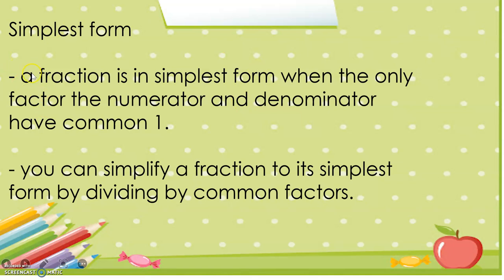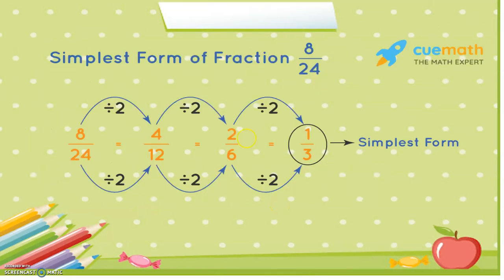Okay, simplest form. A fraction is in simplest form when the only common factor of the numerator and denominator is one. So you can simplify a fraction to its simplest form by dividing by common factors. For example, the fraction is 8 over 24. How do we get the simplest form of 8 over 24?